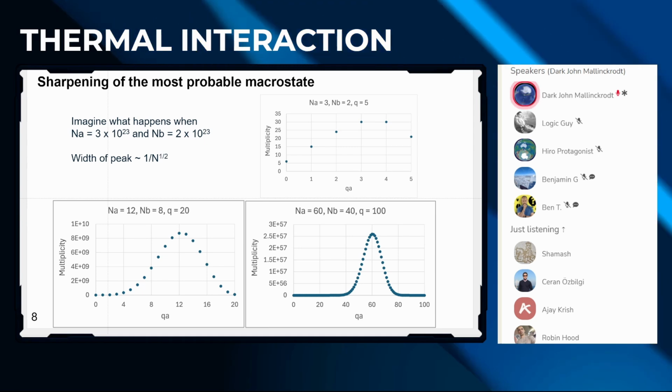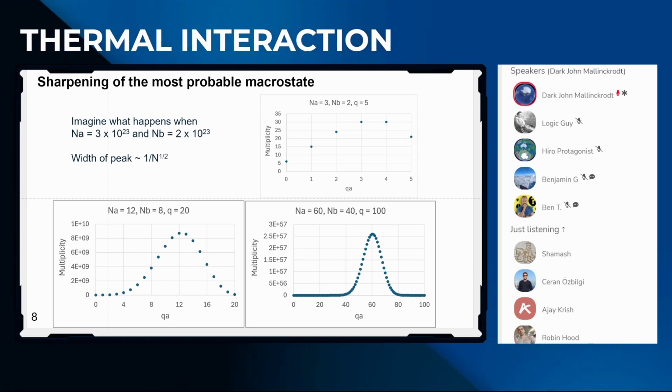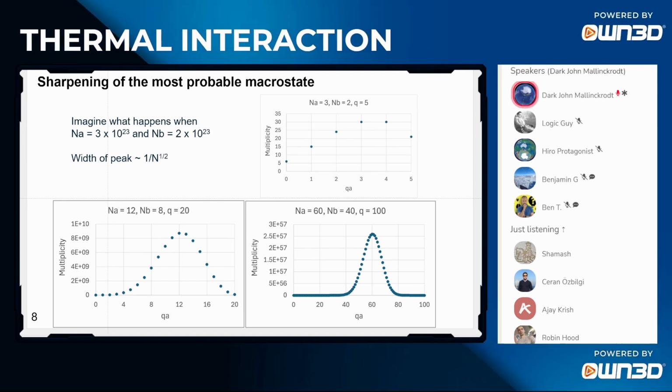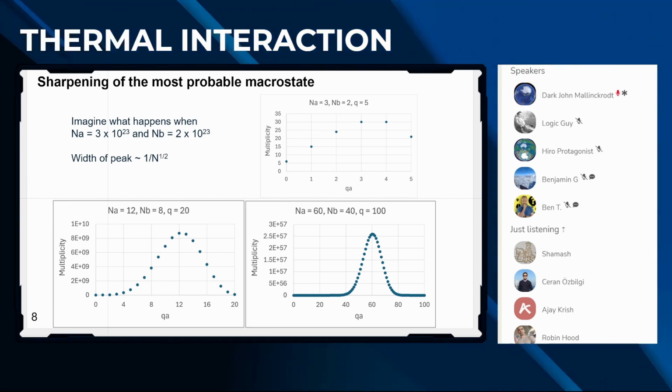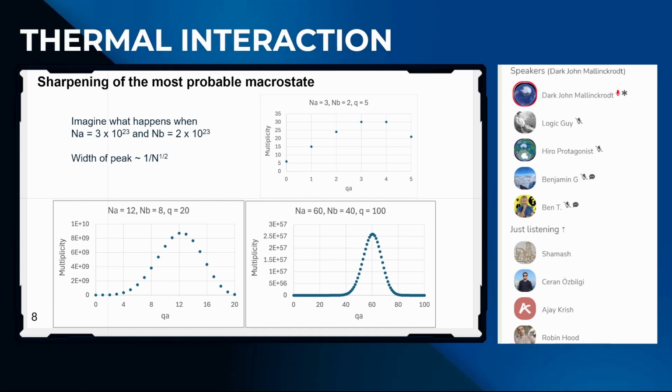And it's sharpening. And then in the final one, I go to NA equals 60. I take what I did on the previous slide, and I multiply everything by 20. 20 times as many oscillators in A, 20 times as many oscillators in B, 20 times as many units of energy to store. And it sharpens more. It's still sharpening around the 60% thing. 60% of the energy is being stored in A. But now that's a much sharper thing.